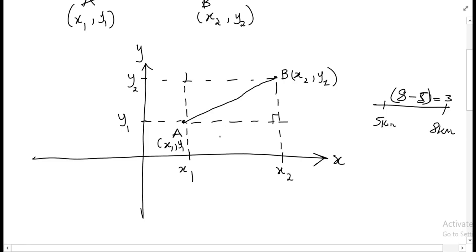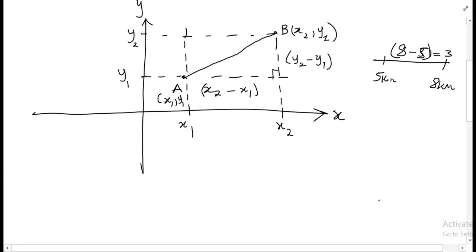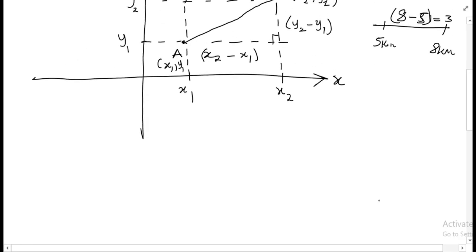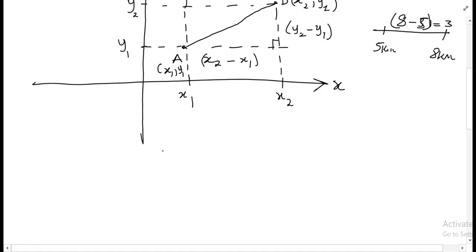So the same thing here, to find the distance from x1 to x2, it will be x2 minus x1. So this represents this distance. Then the distance from this point which is point y1 here to y2 will be y2 minus y1. Alright, so let us extract this triangle, the right angle triangle here.